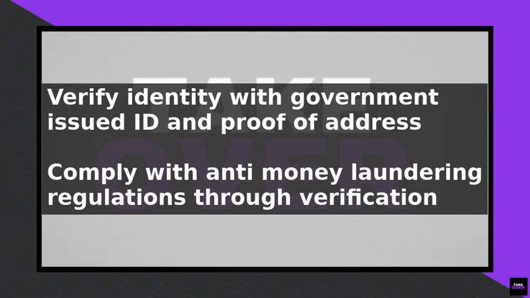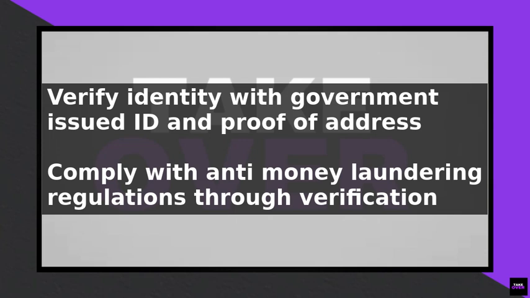After your account is verified, you can deposit funds into your Crypto.com account. You can do this by clicking on the deposit button and selecting the currency you want to deposit. Crypto.com supports a wide range of payment methods, including bank transfers, credit cards, and cryptocurrencies.